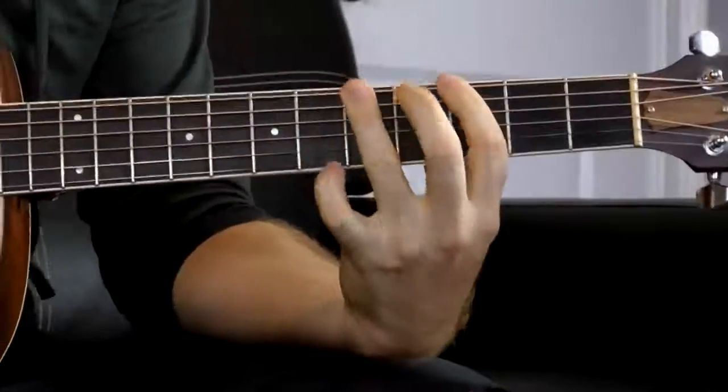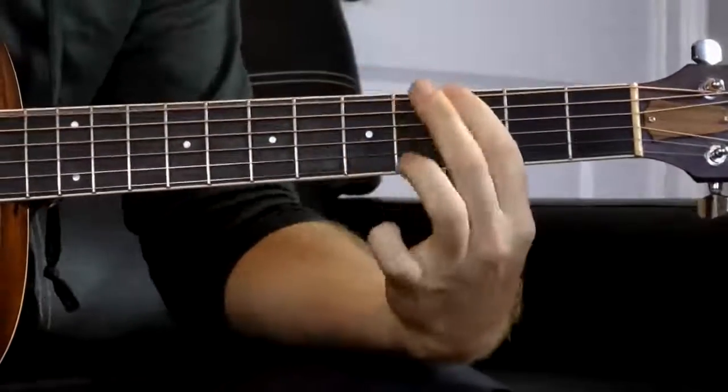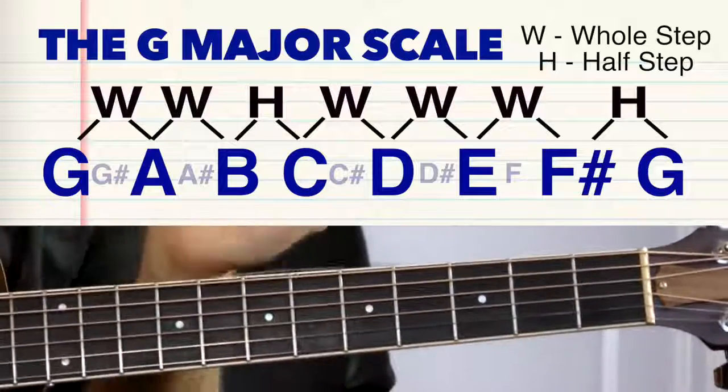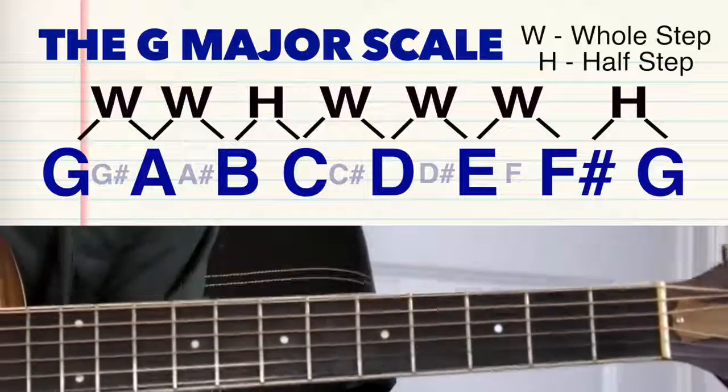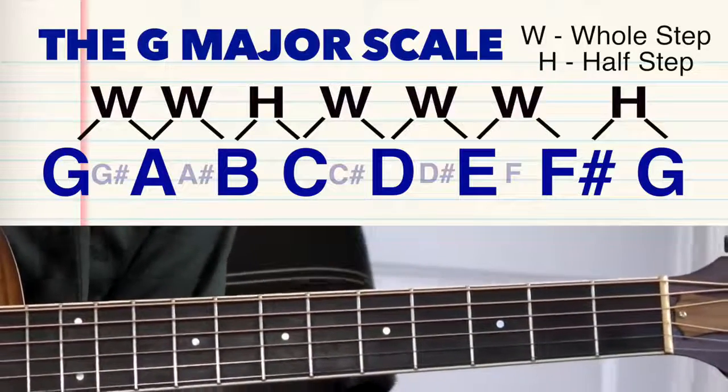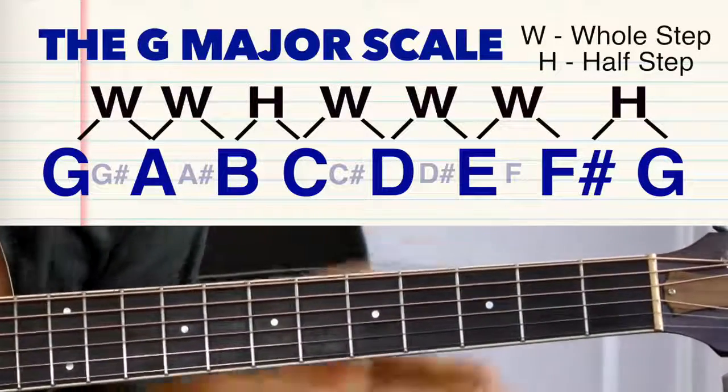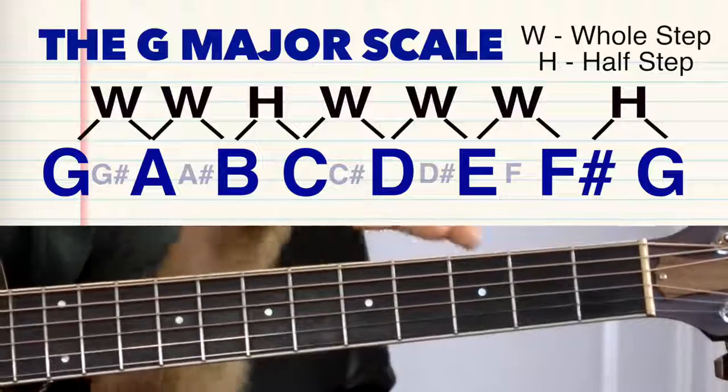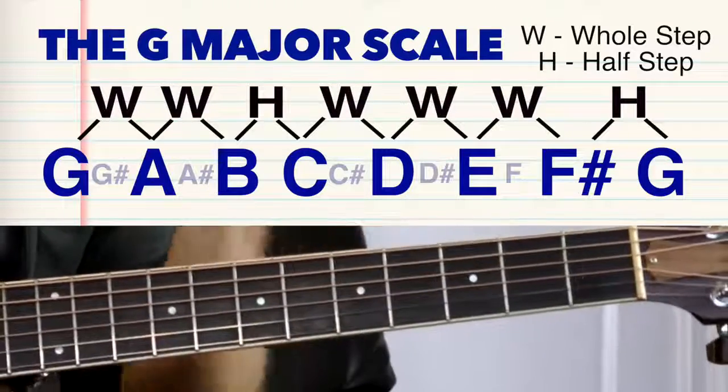So let's quickly write this out. An interval is a space between two notes. In music, intervals are measured in two ways, whole steps or half steps. A whole step being 2 frets, a half step being 1 fret. So if we write out the notes of G major, G, A, B, C, D, E, F sharp, G, we can see that there are spaces between some of these notes. For example, between G and A, there's a G sharp. We're not even going to play that. We're going to jump a whole step.